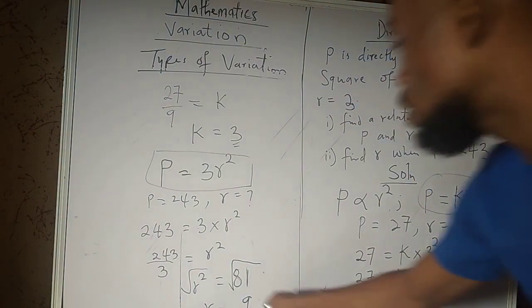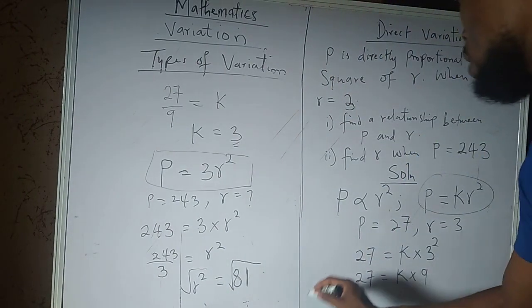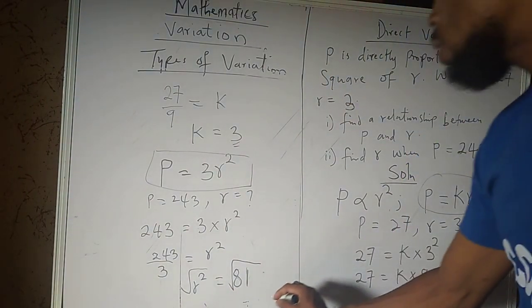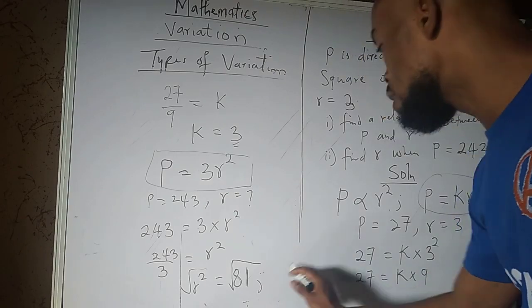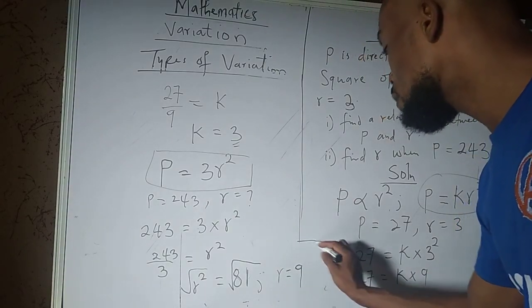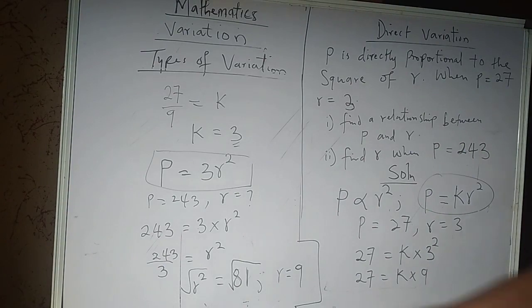R equals 9. So R is 9. You see that? So we have been able to do this proportionality problem. It's cool, right? So that's the problem with direct variation. From here you can do anything on direct variation and you will not have any problem. Okay, I'll stop here and we're going to take examples on inverse variation.